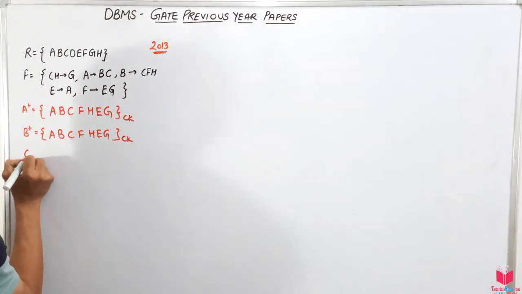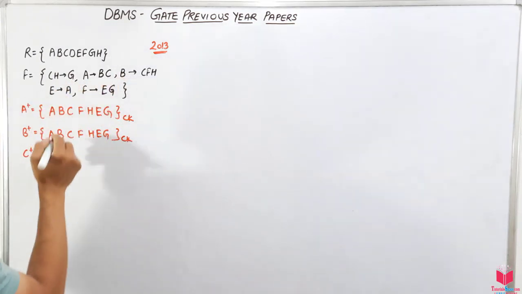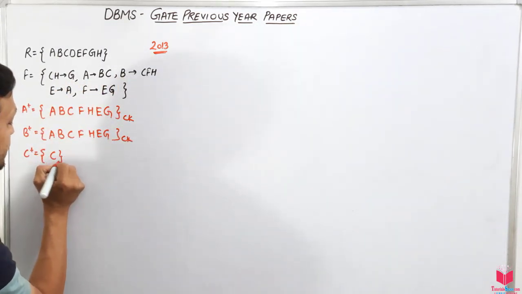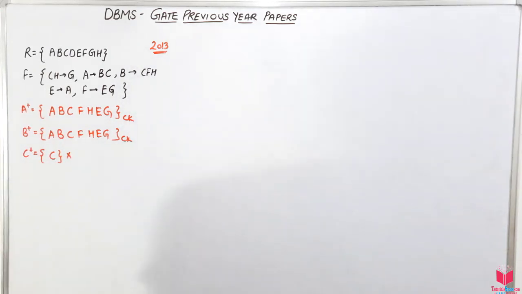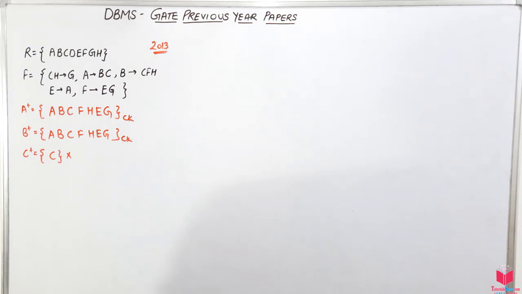Then after that I will find for C. If you find for C, there is no attribute I can find from C, only C will come. That means it is not a candidate key. After that I have to find for D. D is not a part of the functional dependencies, so we will not go for D.